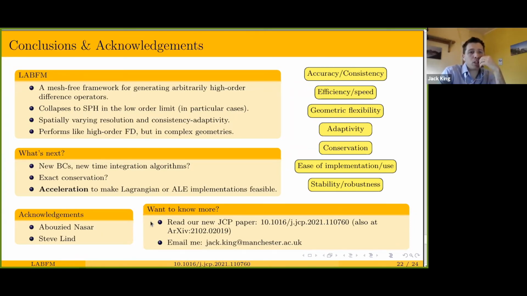If there are no free surfaces and you're happy to have a fixed geometry, then it's as simple as SPH. You have to solve these consistency correction matrices. But if you're happy to just use an Eulerian framework, it's a very straightforward method to implement and use.